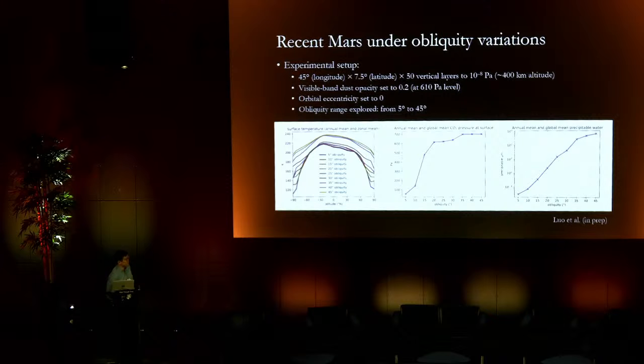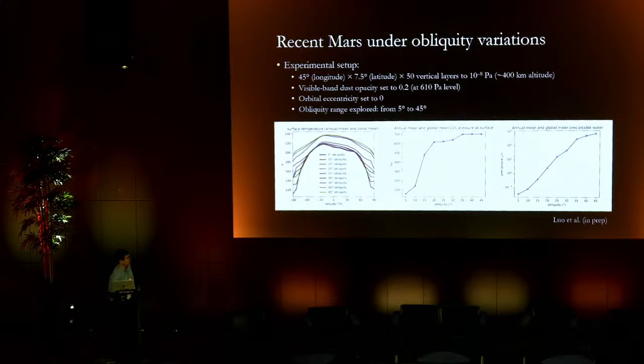The first figure shows the annual mean, zonal mean surface temperature as a function of latitude. And we can see that at 5 degrees obliquity, the polar regions are much colder than the present day, less than 120 Kelvin. And at higher obliquity, we have much warmer polar regions.